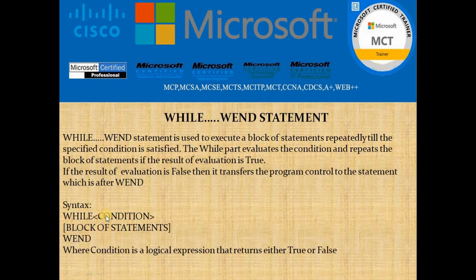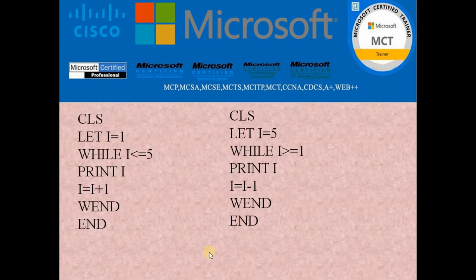Now, the condition, as you see over here, is your logical expression that returns either true or false. So this logical expression depends upon you. Now if I have to talk about a simple example of your while-wend loop, the counter variable that we are using over here, i, is initialized before the loop, which was not done in your for-next. So that's one difference.